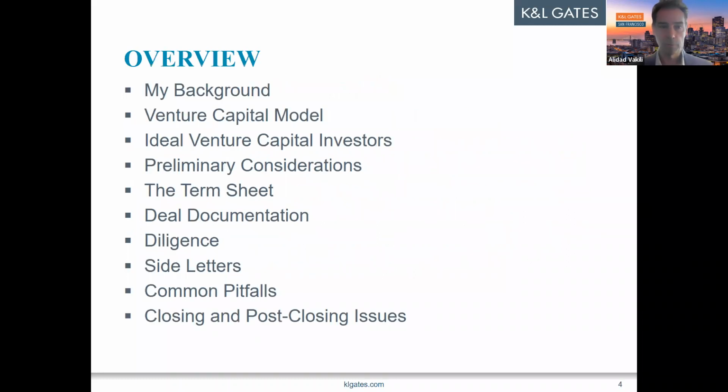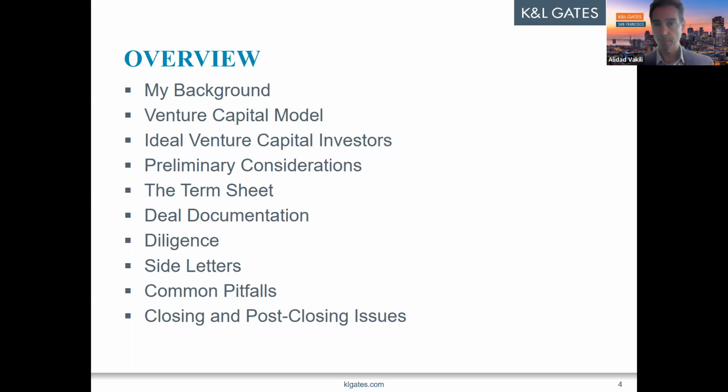So let me tell you a little bit about the overview of today's discussion. We're going to be talking about how to do venture capital financing, and there's a number of components that go into that. I'll talk to you a little bit about my background. We'll talk a little bit about the venture capital model. What do venture capitalists look for? What should companies or startups be looking for in a venture capitalist? What are some preliminary considerations you should be thinking about? And then we come to the term sheet, which is really the start of the process, if you will, where you have interest from a VC, and now you're looking at actually negotiating and signing a term sheet.